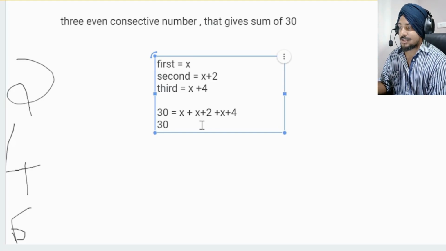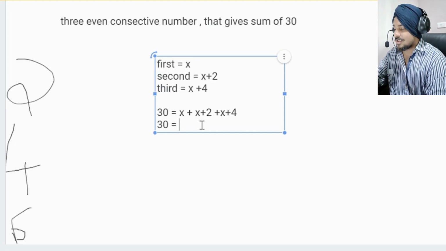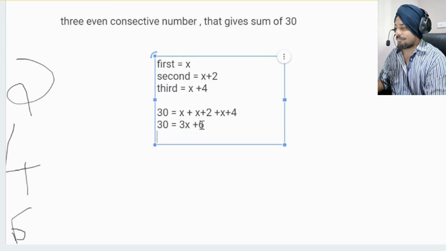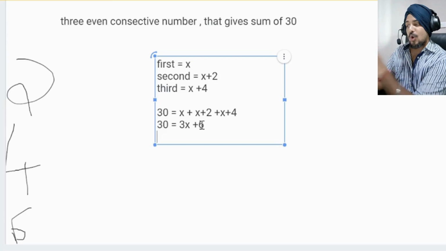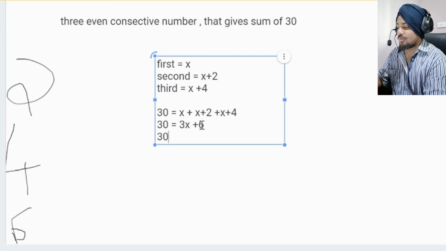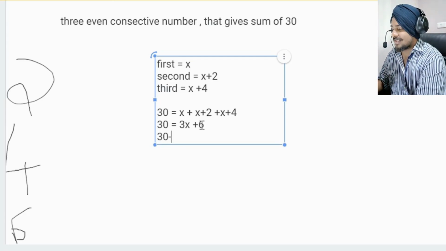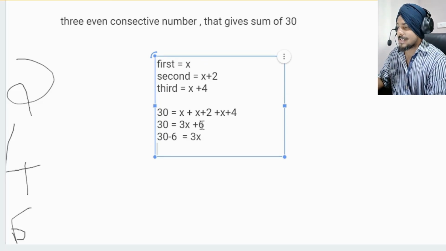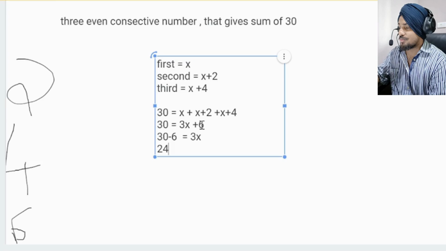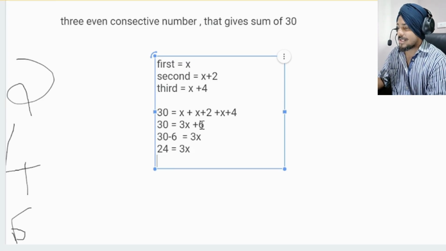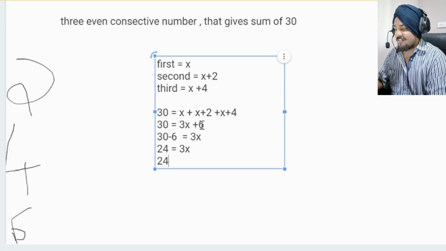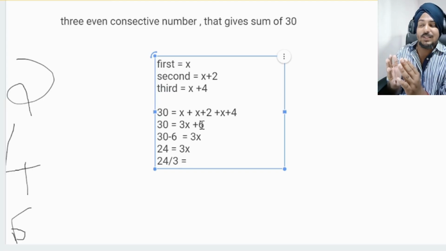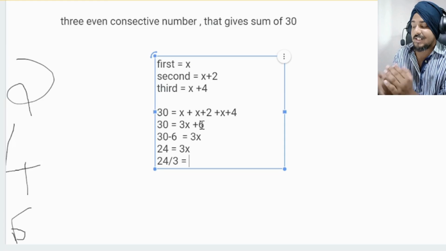x plus x plus x, you get 3x. 4 plus 2 is 6. Now you have to move the 6 to the other side. It is positive, and when it goes to the other side, it will become negative. So 30 minus 6 is equal to 3x, and 30 minus 6, you guys should know, is 24, equal to 3x. And 24 divided by 3, which I think you guys should know. 3 was in multiplication. If you want to move it to the other side, it should be in division.